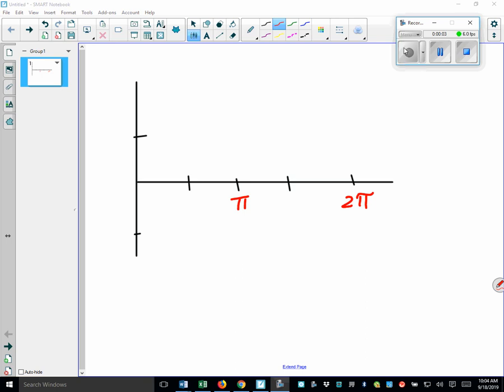Needs to be marked on the y-axis? 1 and negative 1. Okay.